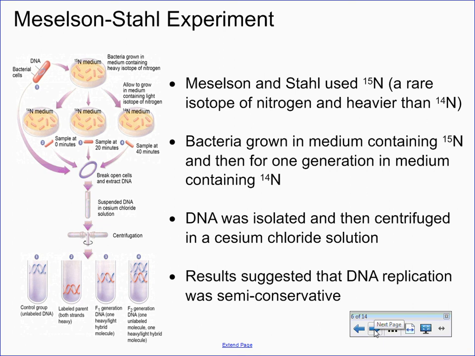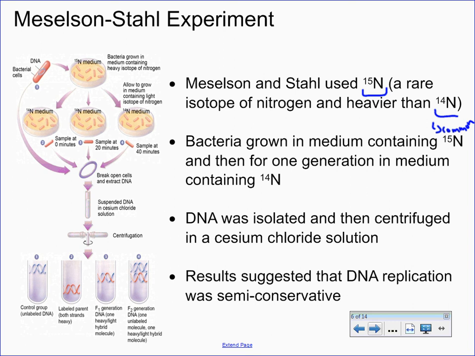So to test this out, an experiment was done by Meselson and Stahl, which is now known as the Meselson-Stahl experiment. Meselson and Stahl used bacteria that were grown on medium containing nitrogen-15, which is a rare isotope of nitrogen and heavier than nitrogen-14, which is the common kind of nitrogen.